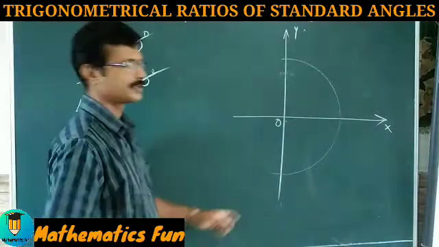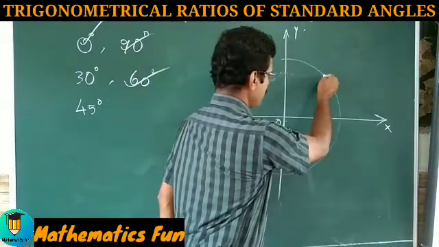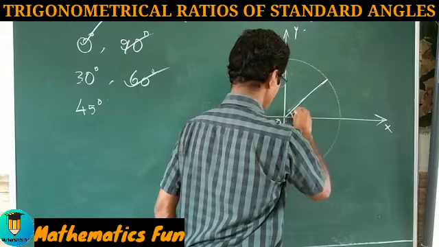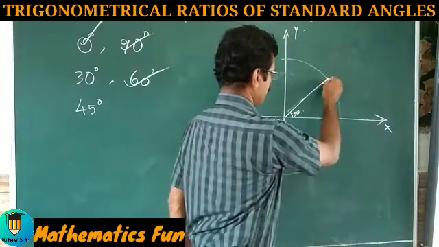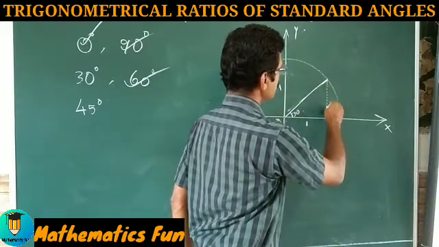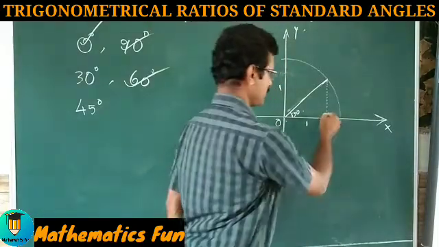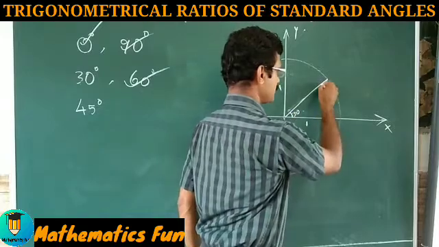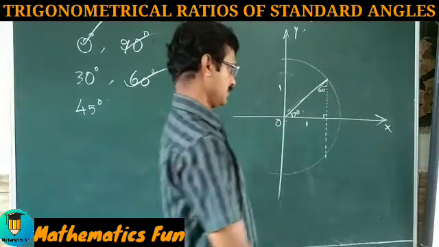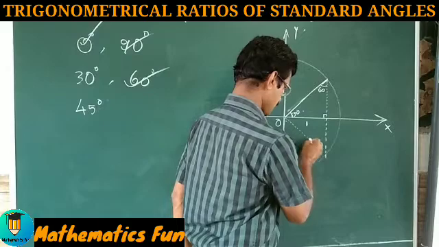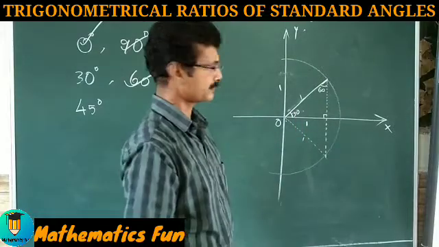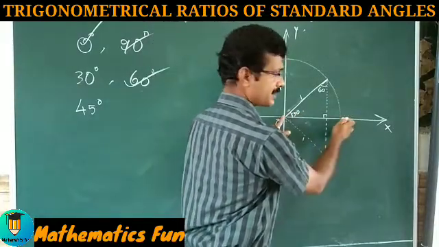Now we will discuss 30 degree. I am drawing a 30 degree angle on the radius of the unit circle, which we already know, and here I am drawing one perpendicular. This is 30, so naturally this will be 60, since it is a 30, 60, 90 triangle. Now if I make one more construction like this, this is also 1 unit.